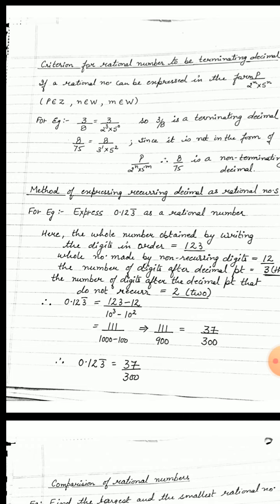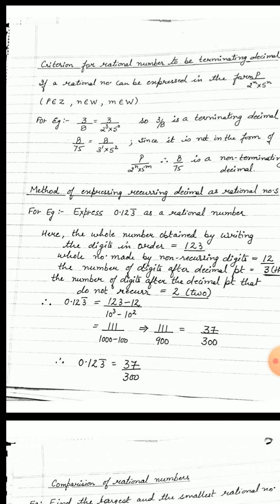Next, we have the concept of how to express a recurring decimal as a rational number. We discussed earlier that a recurring decimal is a decimal in which the digits after the decimal repeat themselves. For example, we have 0.12333, which is a recurring rational number. If we want to convert this number into a rational number of the form p upon q, how can we do so? First of all, write the whole number obtained by writing the digits in order.